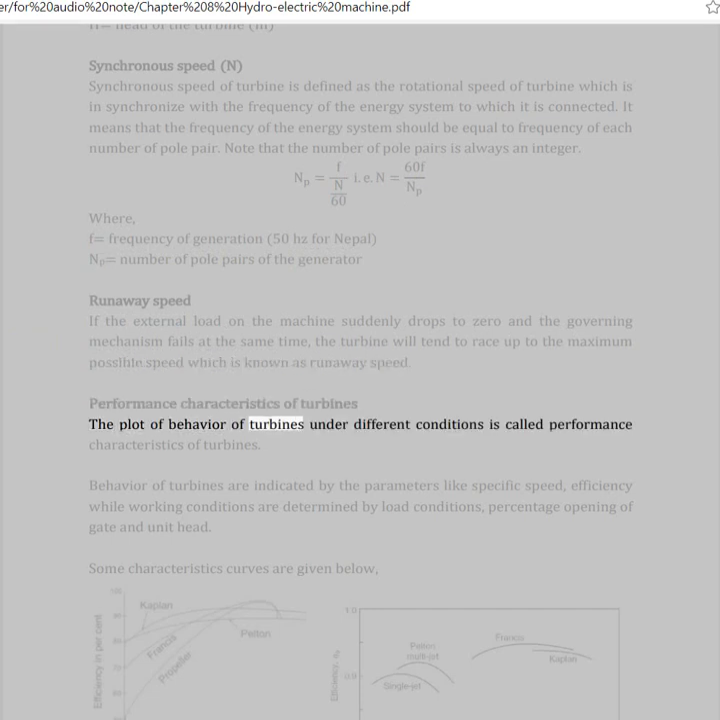Performance characteristics of turbines. The plot of behavior of turbines under different conditions is called performance characteristics of turbines. Behavior of turbines is indicated by parameters like specific speed and efficiency, while working conditions are determined by load conditions, percentage opening of gate and unit head. Some characteristic curves are given below.